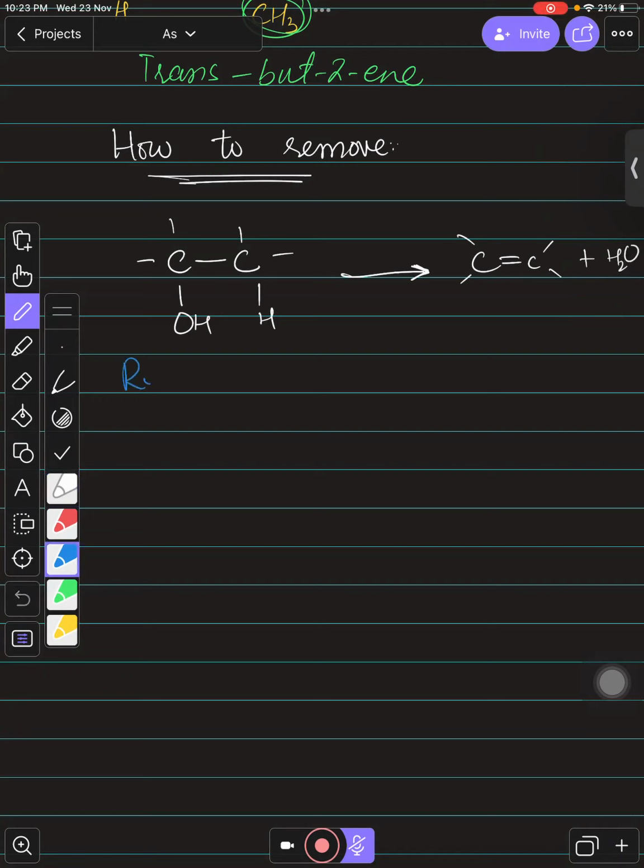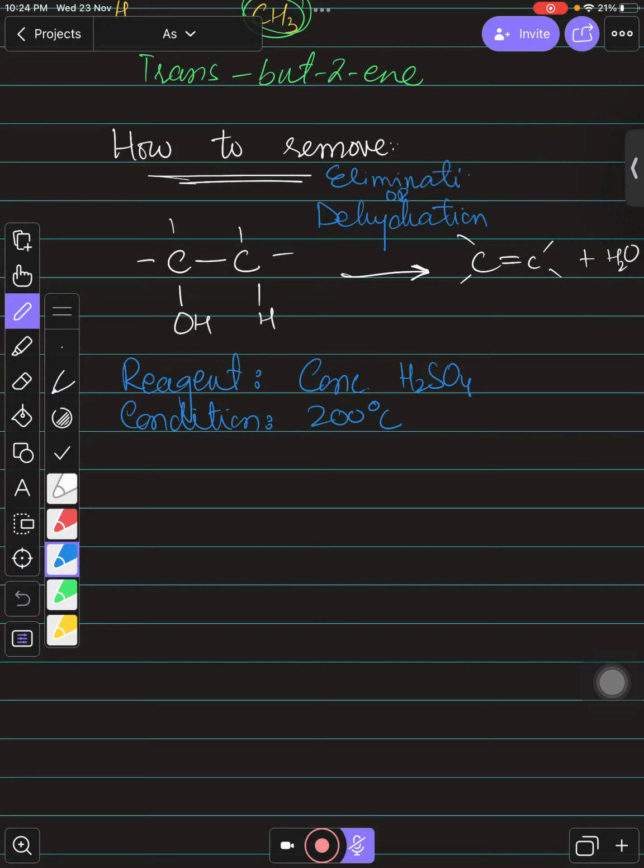So for this you have to remember the reagents, children. What reagents can you use for this? First of all, remember that you can use concentrated sulfuric acid, and its condition will be 200 degrees centigrade temperature, right? This is the reagent and condition for this reaction, and we know that the type of reaction is dehydration because you are removing a water molecule, or you can even call this an elimination reaction, right children?